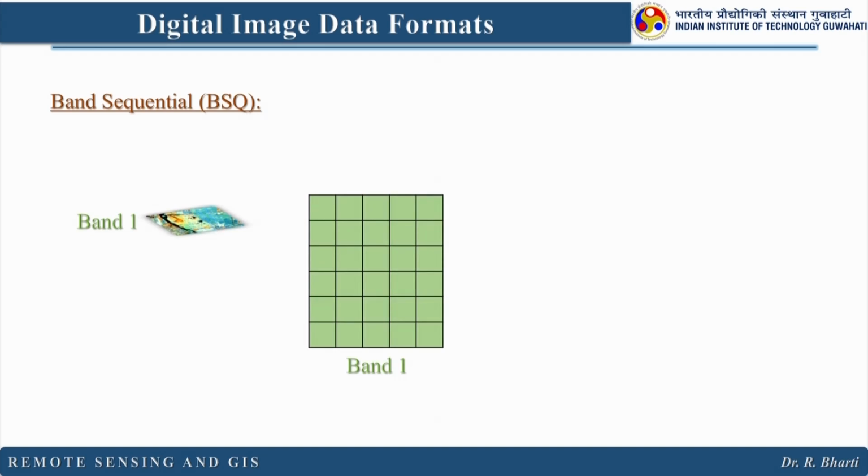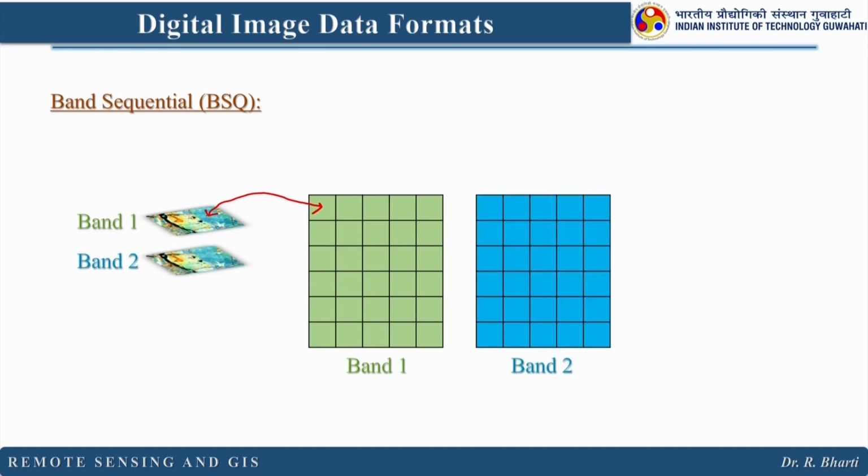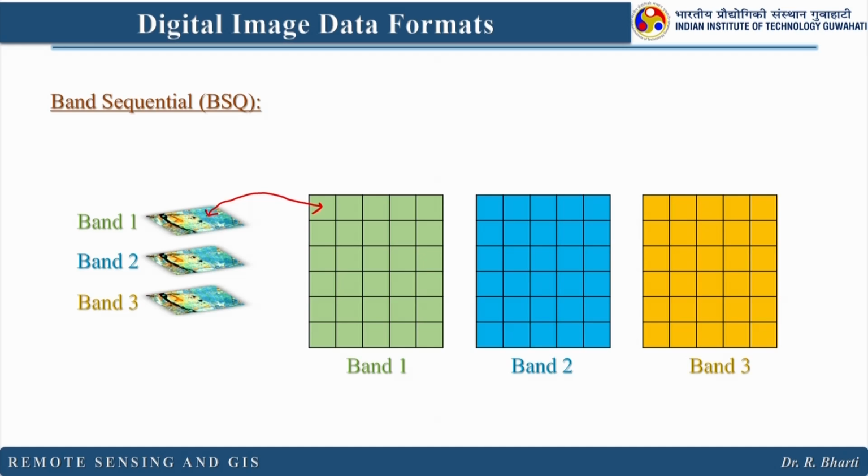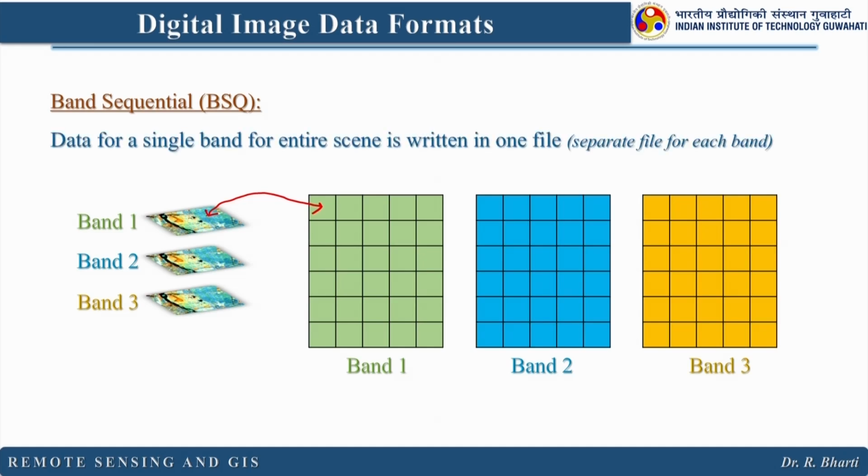When you have band 1, that means you have a matrix, and each value corresponds to one digital number, and in an image it is called a pixel. So, 1 pixel of this image is basically 1 DN value in your matrix. Likewise, for band 2 you have one matrix, and for band 3 also one matrix. In band sequential, data for a single band for the entire scene is written in one file, with separate files for each band. This is the easiest. You can generate one ASCII file for each band, and this is known as band sequential data format.